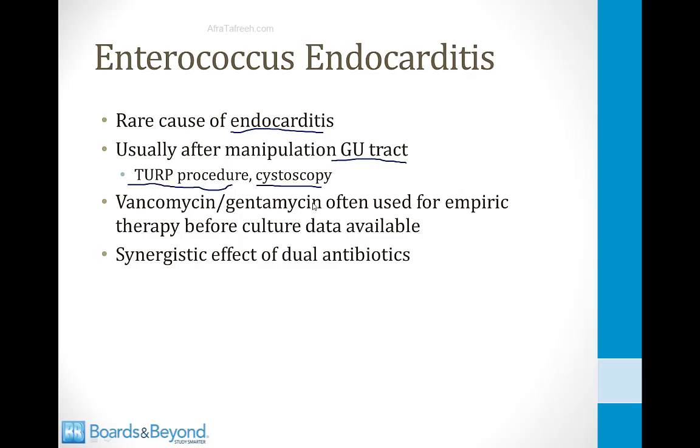Because vancomycin and gentamicin covers Enterococcus, it's often used as empiric therapy in endocarditis before culture data are available. So if a patient comes into the emergency room with obvious endocarditis, you'll start vanc and gent so that Enterococcus is covered, and later you can change the antibiotics once you determine what the bug is. And as I said before, synergistic therapy of dual antibiotics is what you want in order to treat Enterococcus.